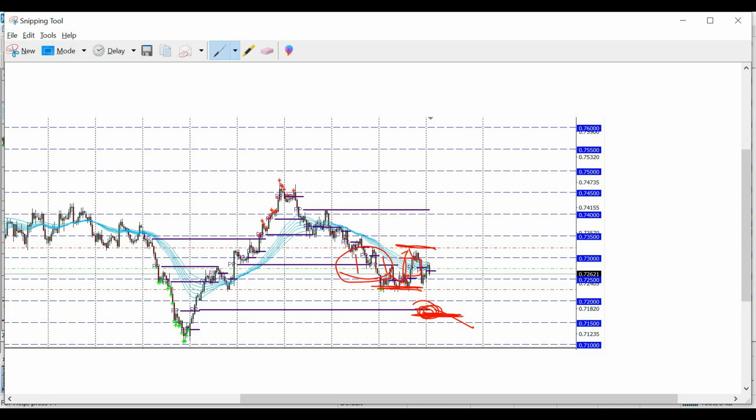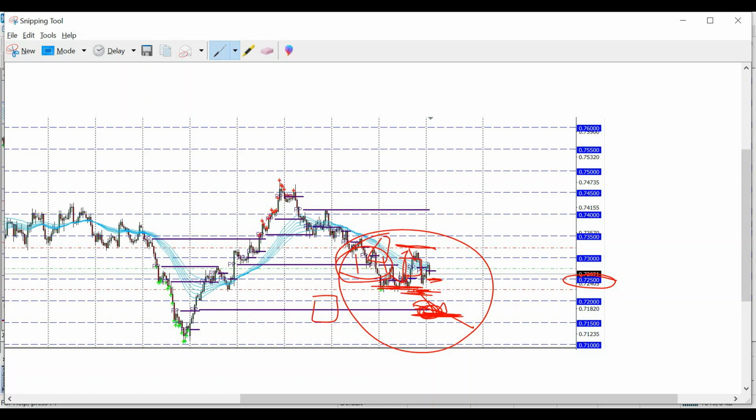I believe in this missed pivot. I believe we need to break this 0.72500 level. If we break that, we'll easily get back to these lows, and it probably will continue trending lower once it breaks these lows over here. But that's the reason there. The missed pivot tells me my direction.